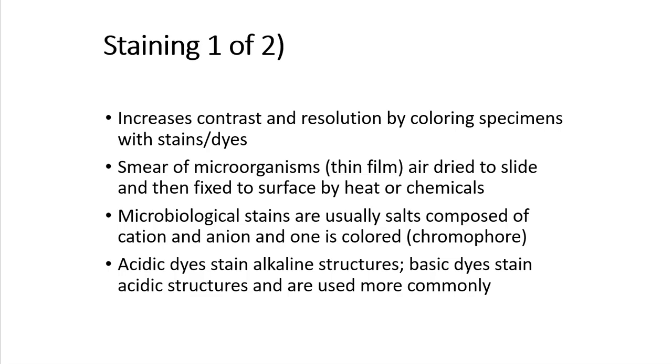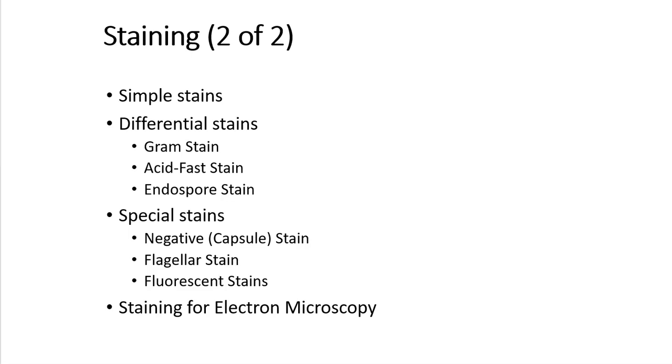Okay, it usually has either a cation salt and is colored, and we can have acidic dyes and we have basic dyes, and this does make a difference, and we'll talk about this a little bit later. But there are several different stains that we use: simple stains, differential stains, special stains, and then staining for electron microscopy.